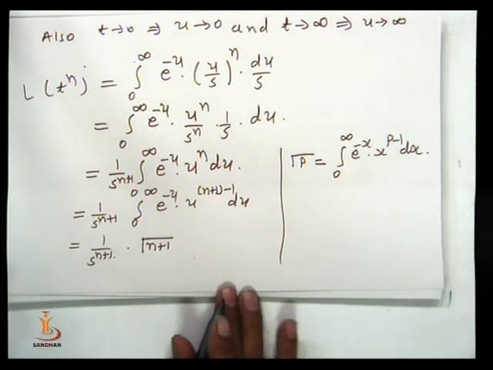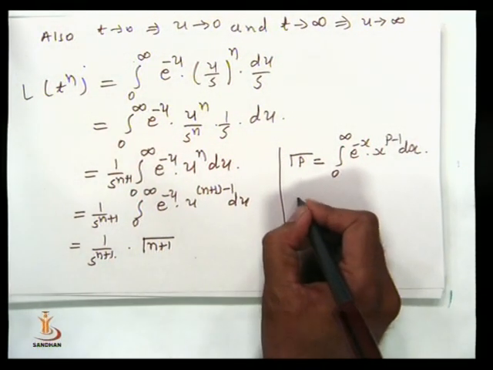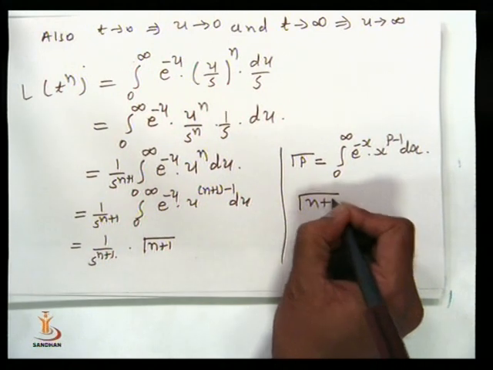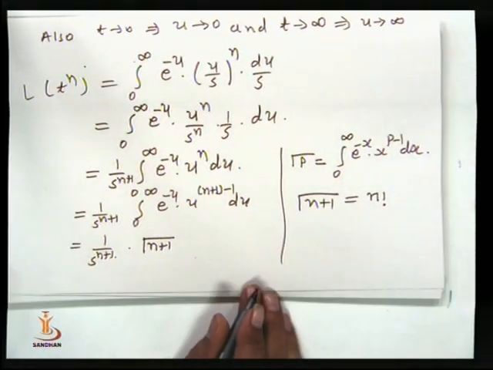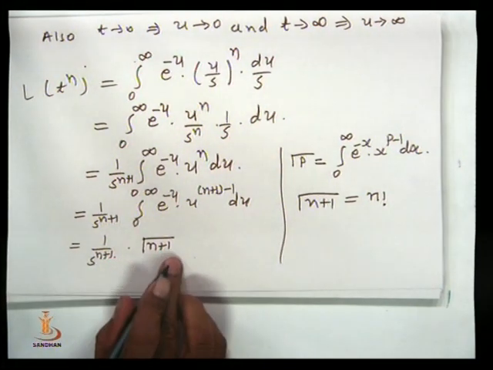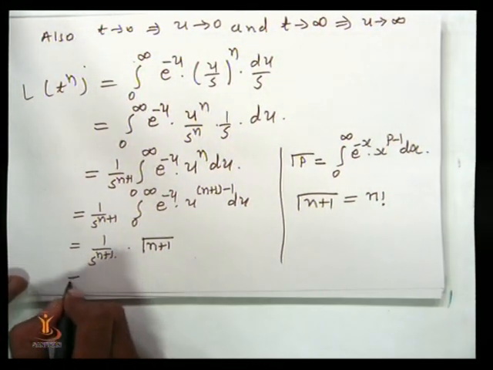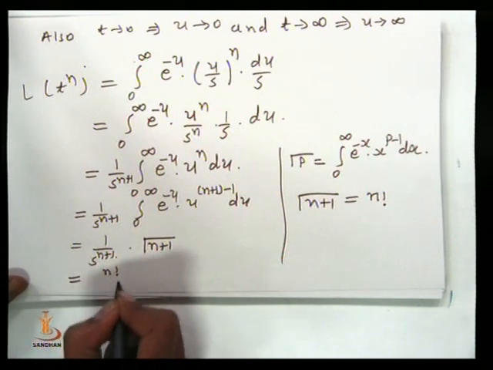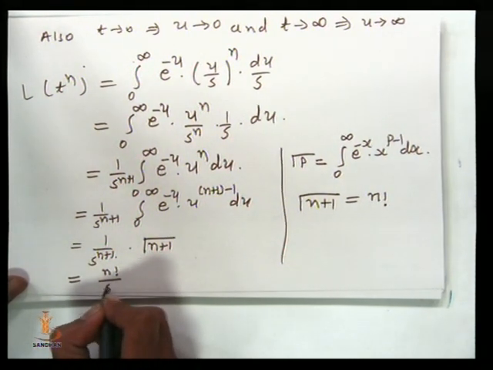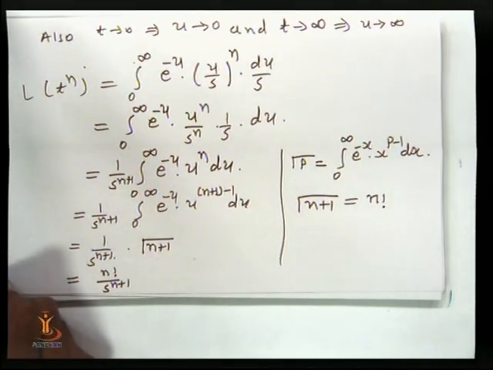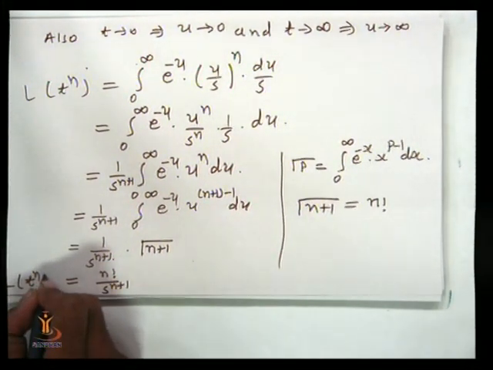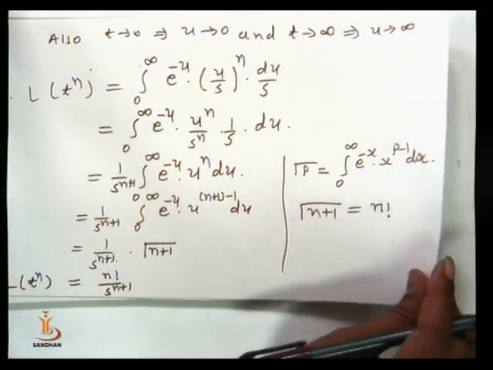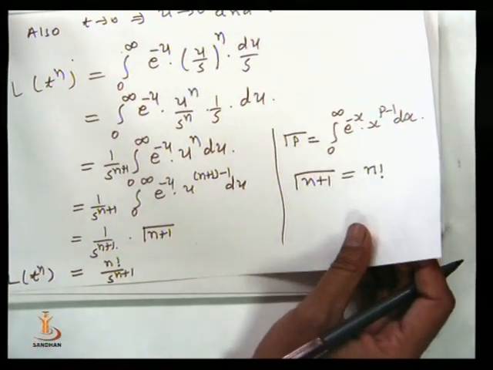Again we use the formula of gamma function. We know that gamma n plus 1 equal to n factorial. Putting this value here, we get n factorial divided by s raised to n plus 1. So this is the Laplace transform of t raised to n. It is n factorial upon s raised to n plus 1.